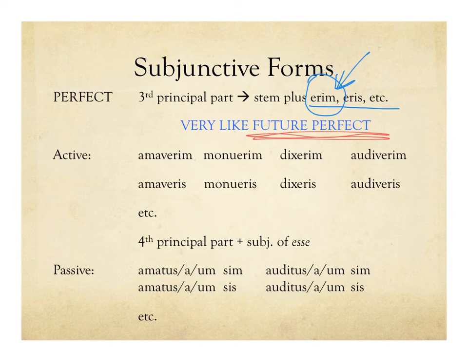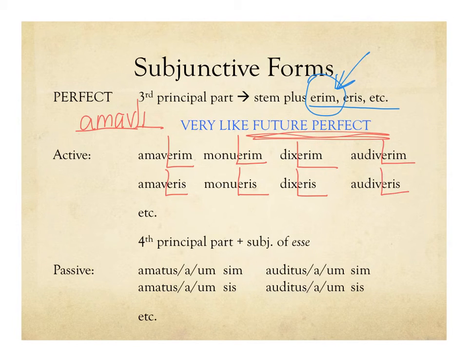So we have amavi, right? If we took that, our third principal part, and we remove the I, that gives us amav, and then we just add erim, eris, erit. And we do that for any verb, right? So monui becomes monuerim, monueris. Dixi becomes dixerim, dixeris. Audivi becomes audiverim, audiveris. Just like it happens when we do the future perfect. It's exactly the same, okay?